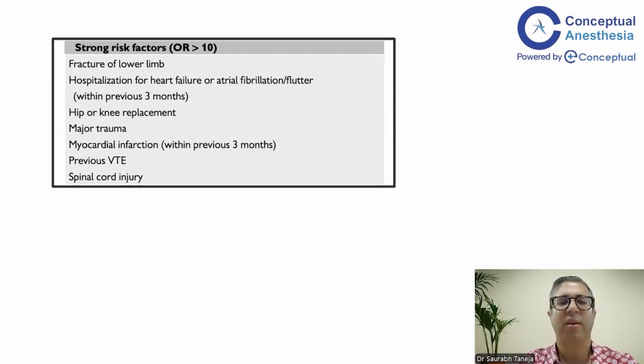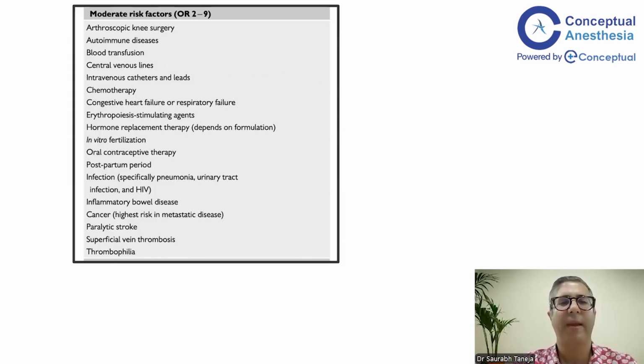So try to enumerate or remember them: a trauma patient, spinal cord injury patient, hip or knee replacements, orthopedic patients. Then patients with MI in the previous 3 months, and patients showing heart failure or atrial fibrillation or flutter, or a previous history. So previous history is a very high risk factor.